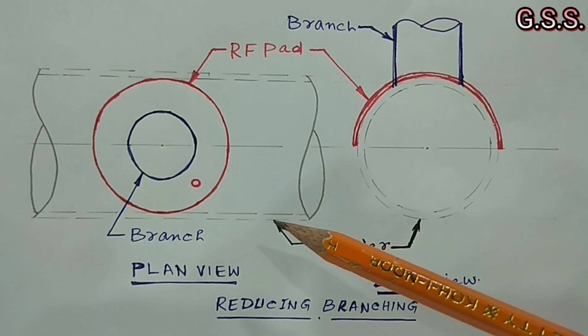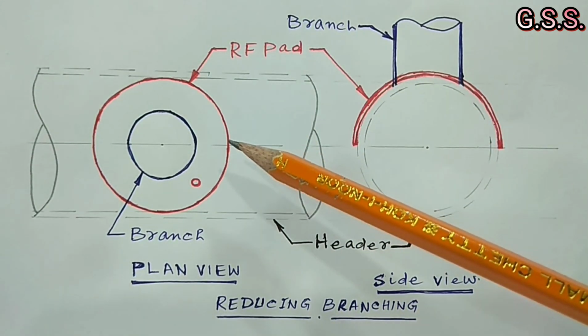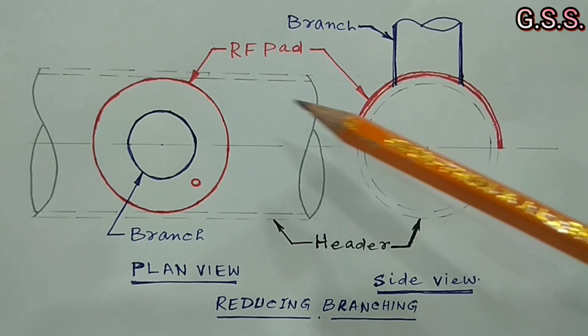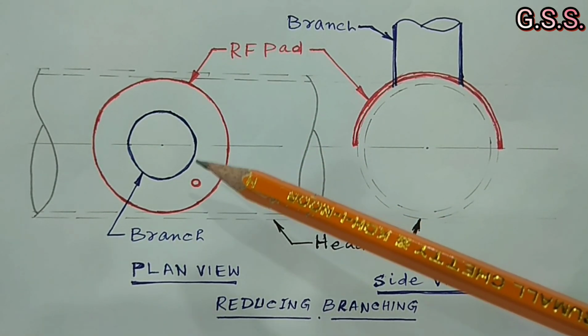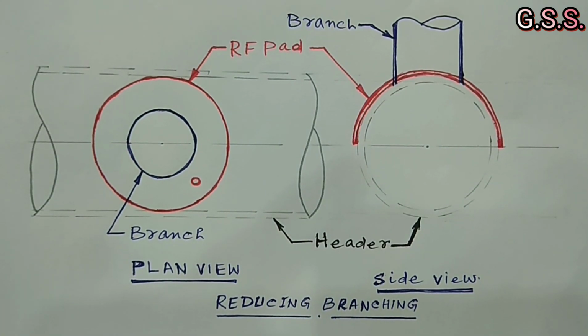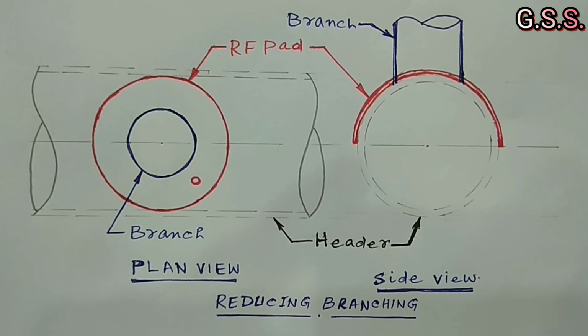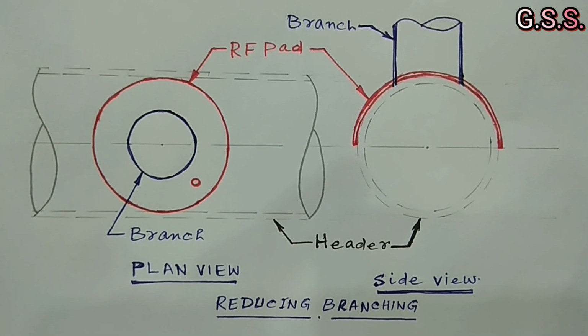This is the header pipe. This is the branch and this is the RF pad. RF pad diameter is twice the diameter of the branch. So for a branch having size half of header size and below, this type of circular RF pad will be used. For example, 16 inch by 8 inch, 16 inch by 6 inch, like that.